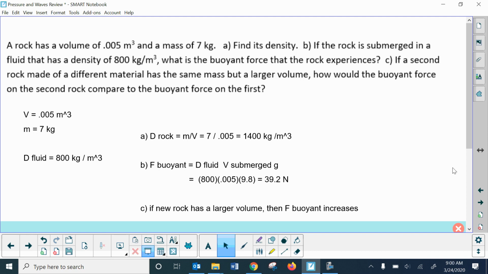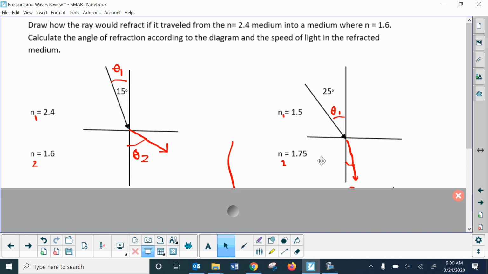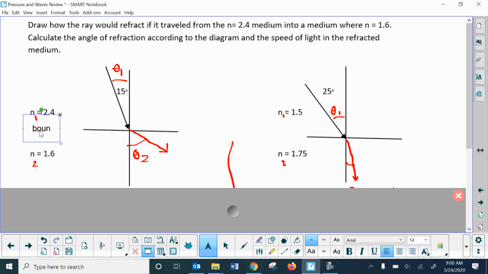So that's that problem. After that, we got into some refraction problems. So just to be clear, this is our boundary going horizontally. That's the way that I intended it. And then the normal is perpendicular to this. So the normal is the vertical line that we're going to measure all our angles from. So just to be clear, to make sure everybody can see that. So similar to what you did in that lab activity.